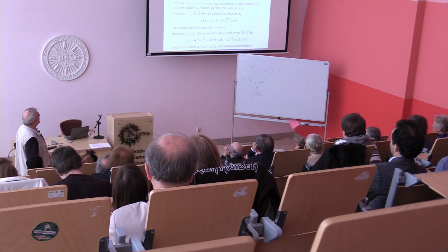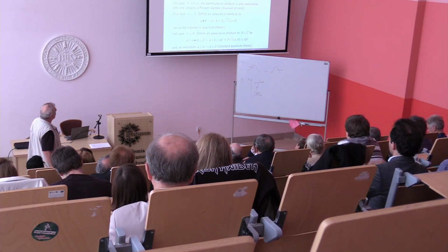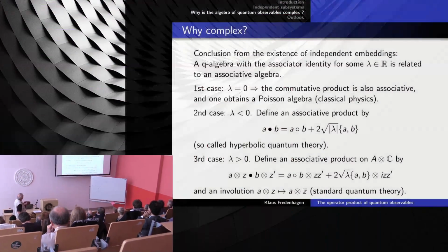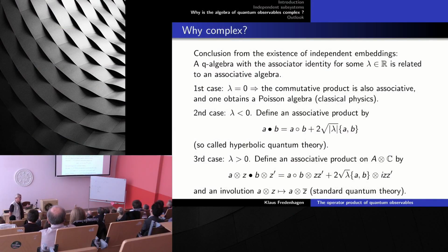Now there remains a problem. We have seen from the existence of independent embeddings that we have this relation of associators, and as I said at the beginning, this allows us to find an associative algebra with a new product. Namely, we can distinguish 3 cases. One is lambda equals 0. Then the commutative product is also associative, because the associator of the commutative product was lambda times the associator of the anti-symmetric product. So if lambda is 0, this product is associative, and one obtains the Poisson algebra. So this is a case of classical physics, which is, of course, completely consistent.